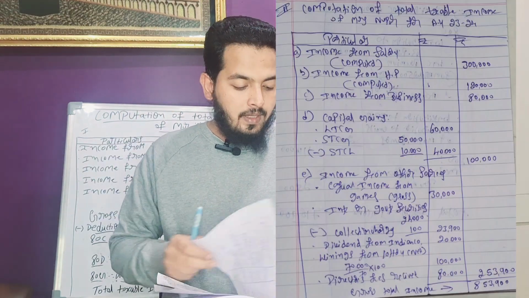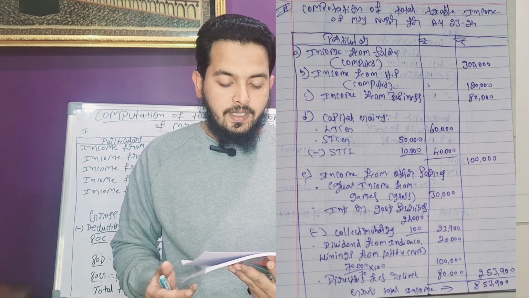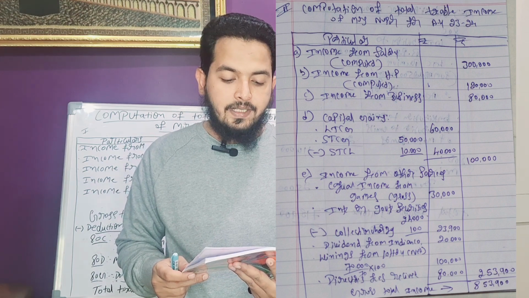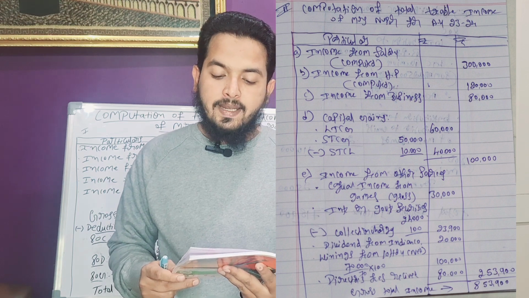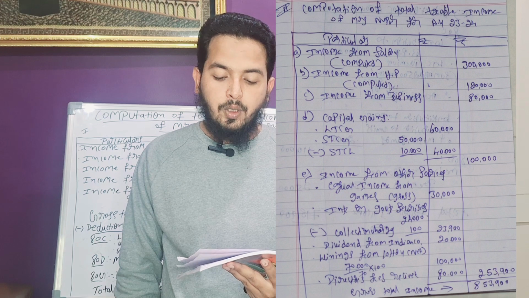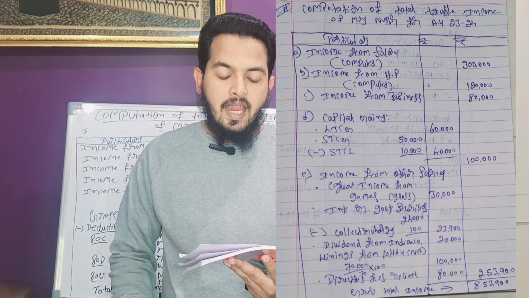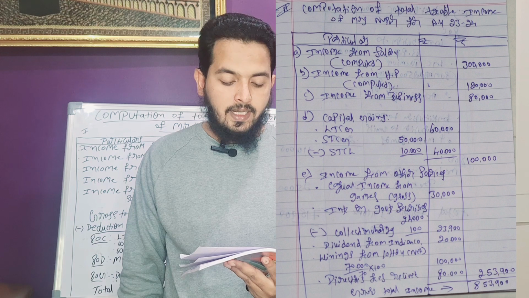Now we'll take the answer. Now the answer will be displayed on your screen. Computation of total taxable income of Miss Nupur for the assessment year 23-24. Income from salary computed rupees 3 lakh. If they have given computed, no need to worry, directly write the amount 3 lakh.